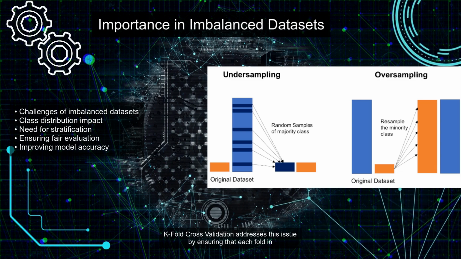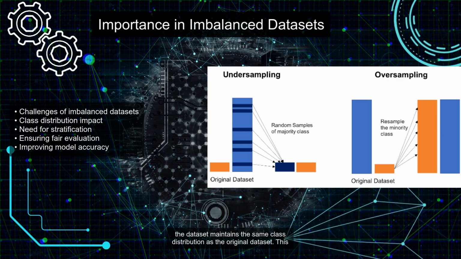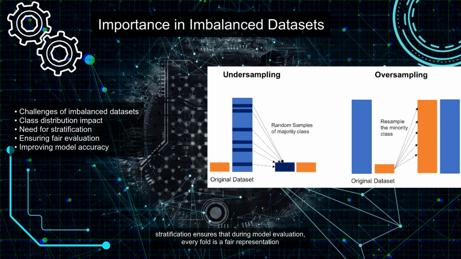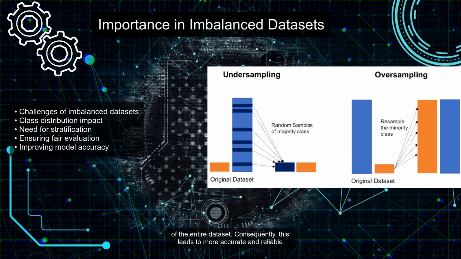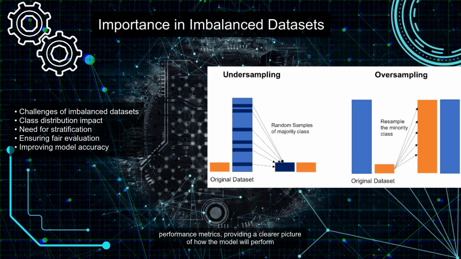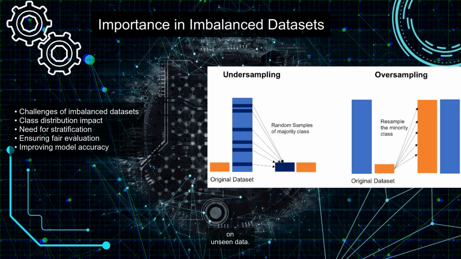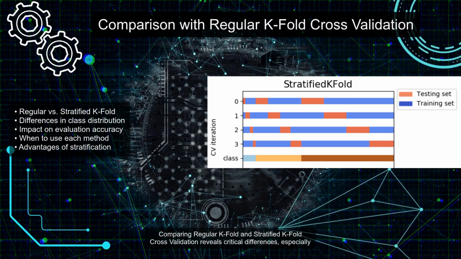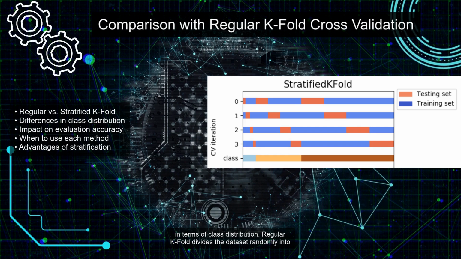Stratified K-fold cross-validation addresses this issue by ensuring that each fold in the dataset maintains the same class distribution as the original dataset. This stratification ensures that during model evaluation, every fold is a fair representation of the entire dataset. Consequently, this leads to more accurate and reliable performance metrics, providing a clearer picture of how the model will perform on unseen data. Comparing regular K-fold and stratified K-fold cross-validation reveals critical differences, especially in terms of class distribution.